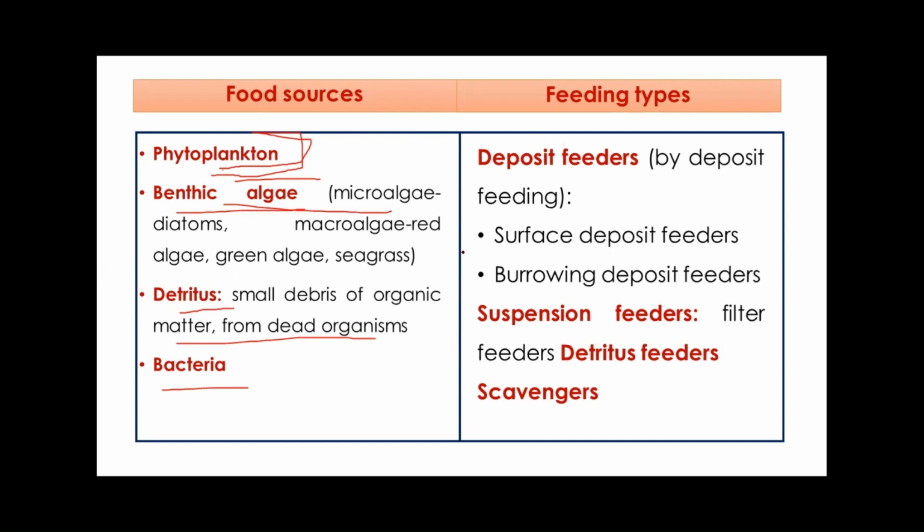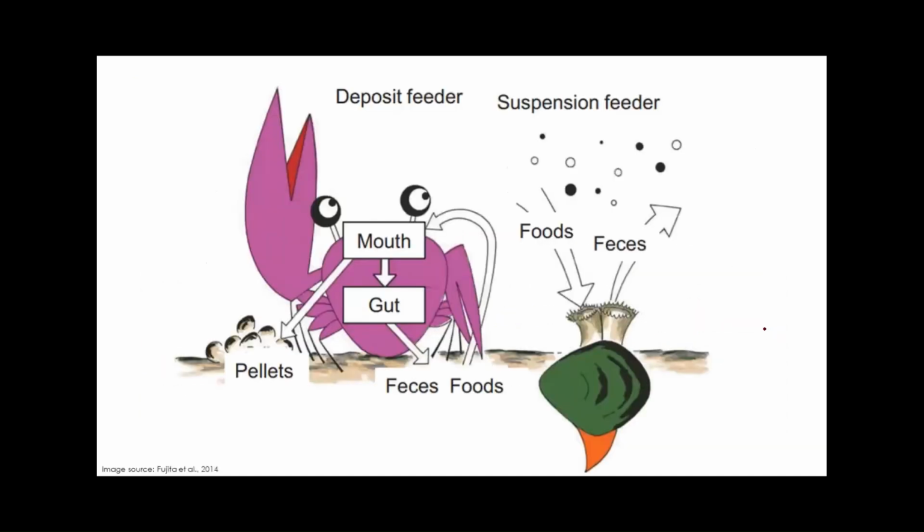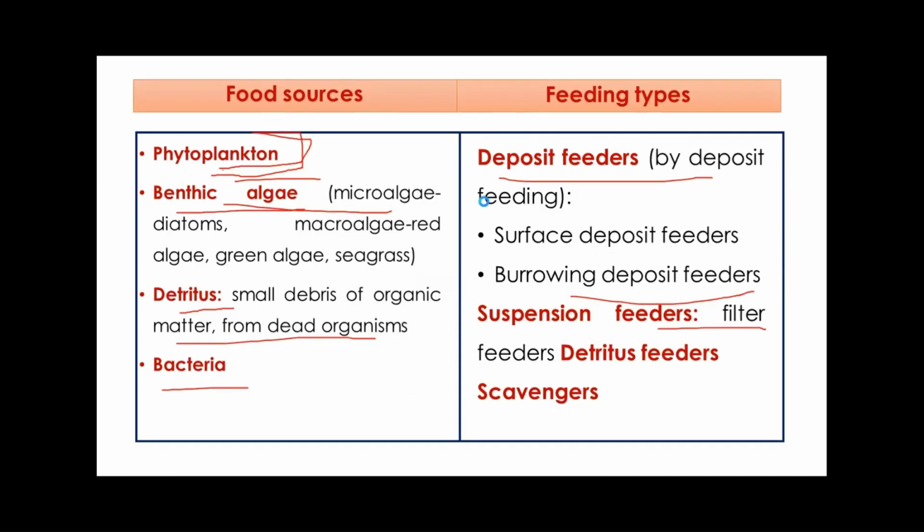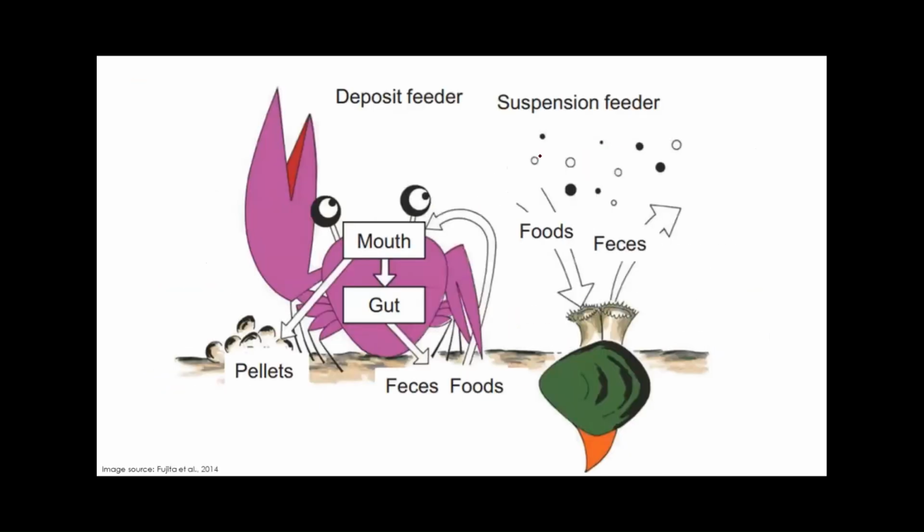What are the different feeding types? There are deposit feeders, which feed on surface deposits. They feed on the surface and use their claws or appendages to feed directly into their mouth openings. And then we have burrowing deposit feeders. Also, we have the suspension feeders or filter feeders. For now, I will explain two types of feeding: one is deposit feeder and the other is suspension feeder.